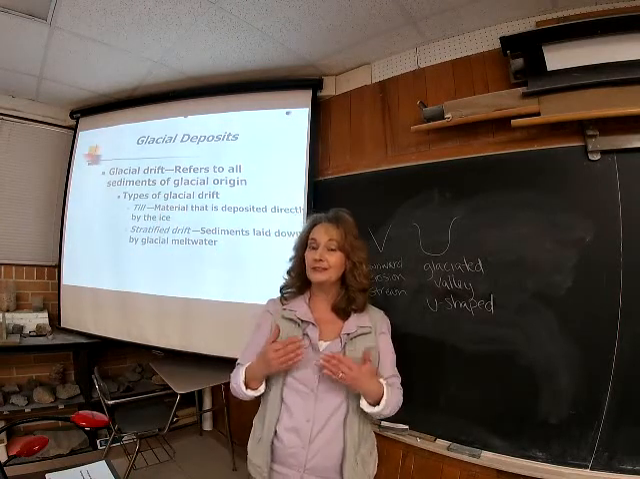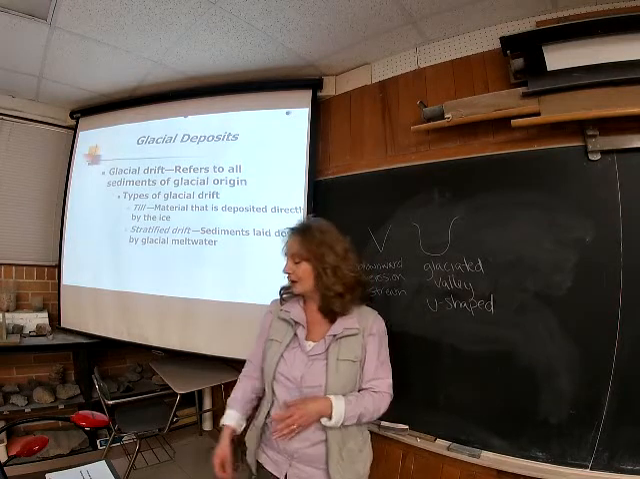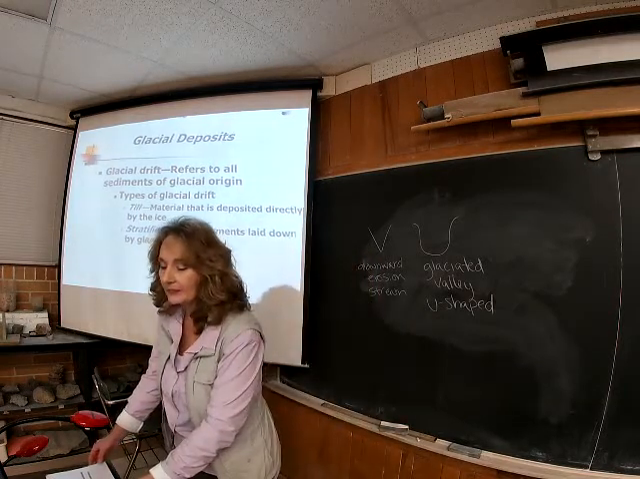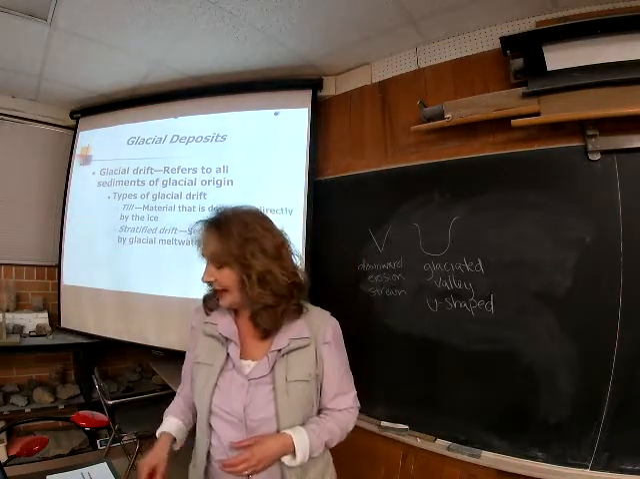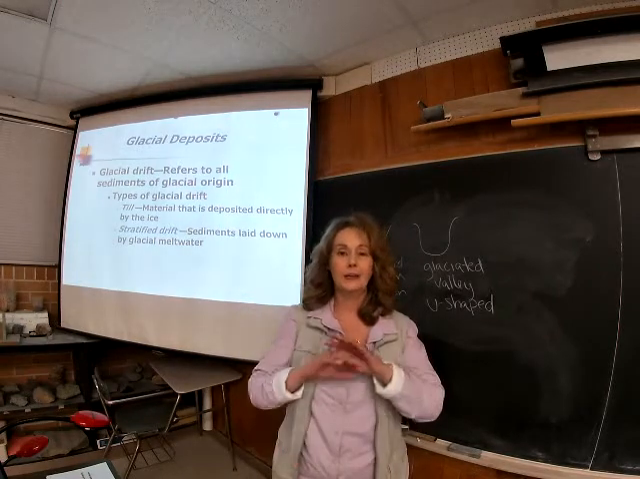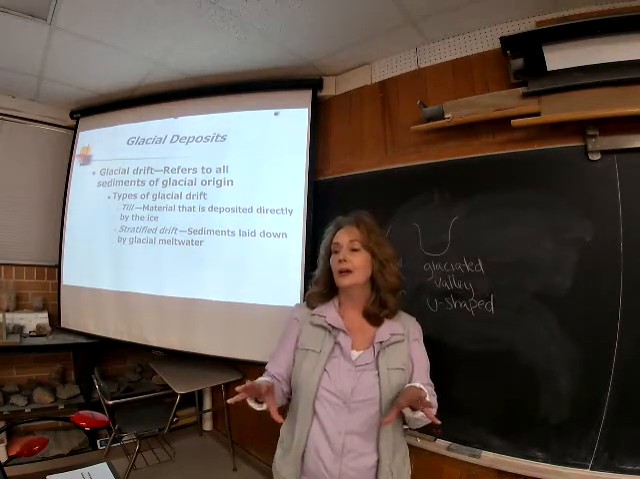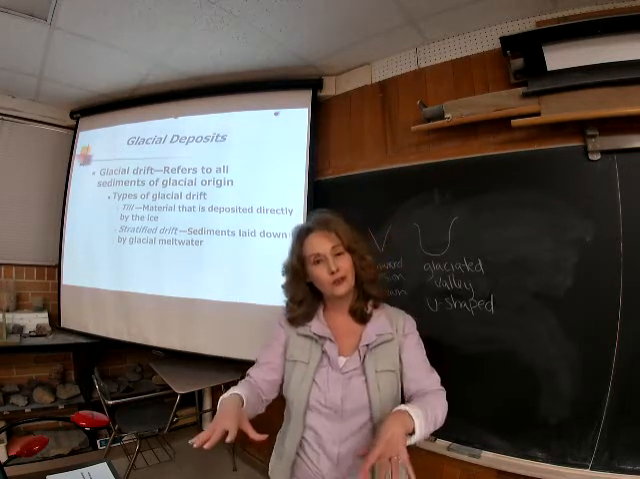But we do kind of separate some of the terms for the types of glacial drift. One here is called glacial till, that first one there. And that is material that gets directly deposited by the glacier. I mean, it just drops it out. So climate changes, the glacier is melting, and that material will just drop out.